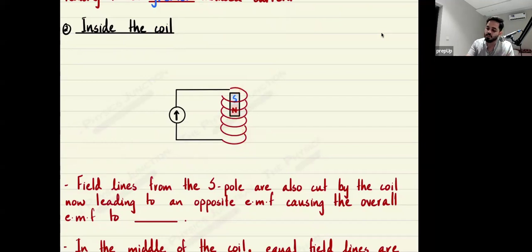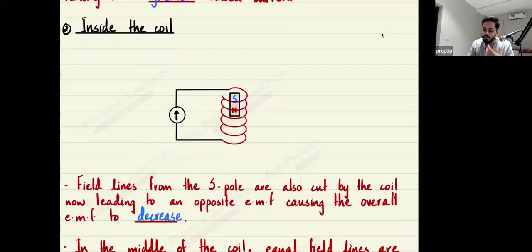Let's say that the EMF due to this one is large and positive, and if the south pole is not as far deep into the coil right now, it's a small negative EMF. So now both of these are opposing each other, right? Previously we just had the positive EMF due to the north pole, but now the south pole leads to an opposite EMF. So this is going to cause the overall EMF to decrease.